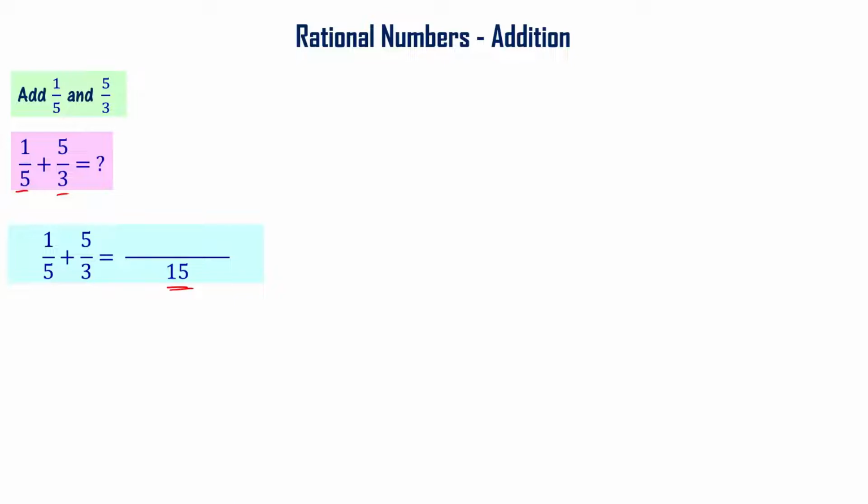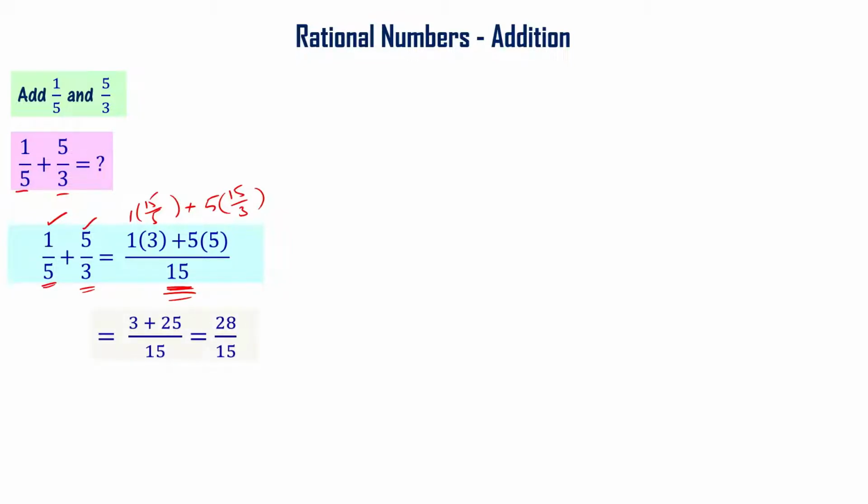Now let me consider this one here and write this 15 divided by this 5, 15 by 5, plus, consider this 5 now, and this 15 divided by this 3. So we can write this as 1 into 3 plus 5 into 5, right? This can now be written as 3 plus 25 divided by 15, that is 28 by 15. 28 by 15 is a rational number, right?